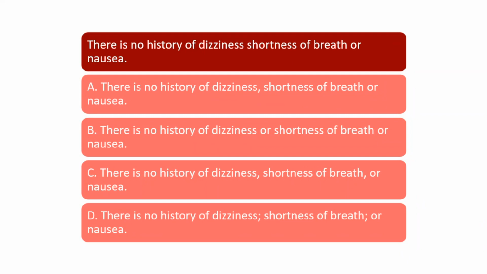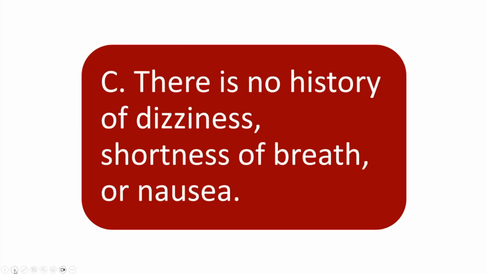Okay, if you want to type in your answer, go ahead. What do you think is the correct way to transcribe that sentence? Good. All right, let's take a look. The correct answer is C. So you see, we've put a comma between dizziness and shortness of breath, and also a comma before or, like I mentioned in that Book of Style and Standards rule.